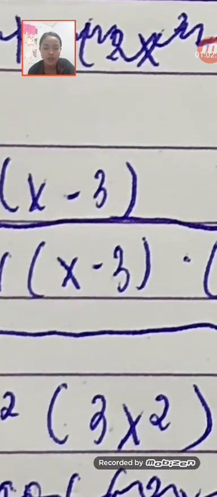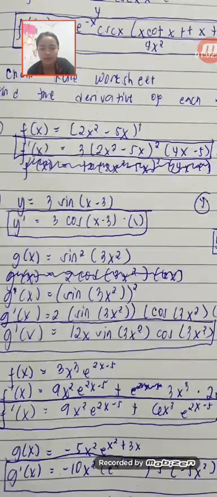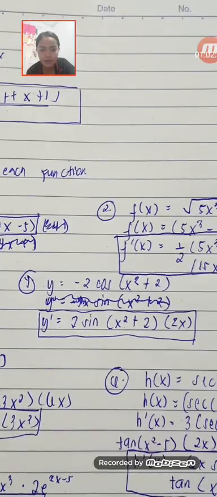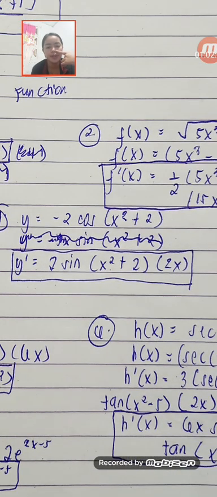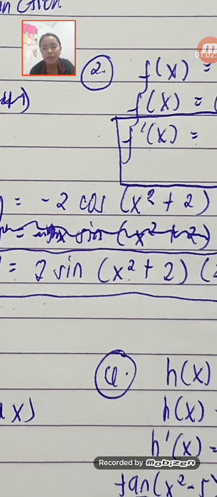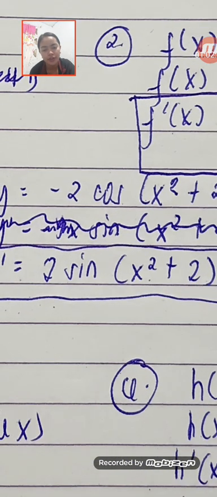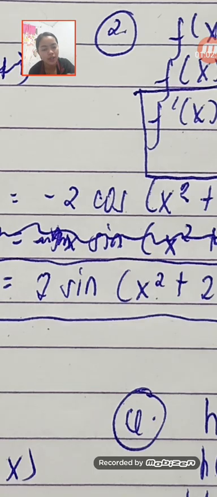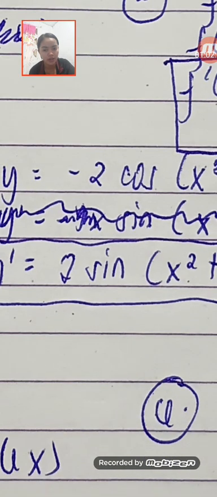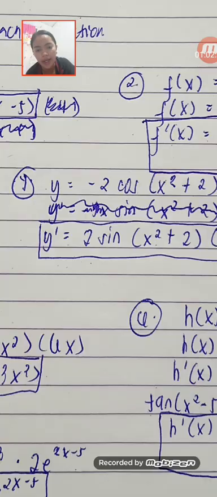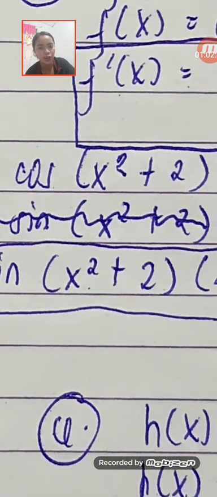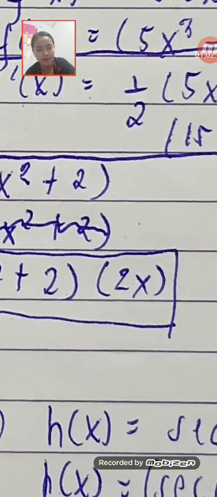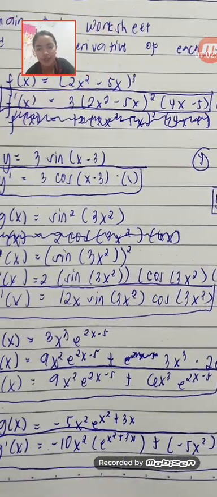Constant multiple rule: copy the constant, and the derivative of sine is cos. Copy the inside function, and the derivative of the inside function is 1. For item number 4, the same process. Why did I come up with 2 sine? In this item, I came up with 2 sine because the derivative of cos is negative sine, and negative 2 times negative sine is positive. That's why I came up with 2 sine. Copy the inside function and multiply this by the derivative of the inside function, which is 2x. So that is our final answer.